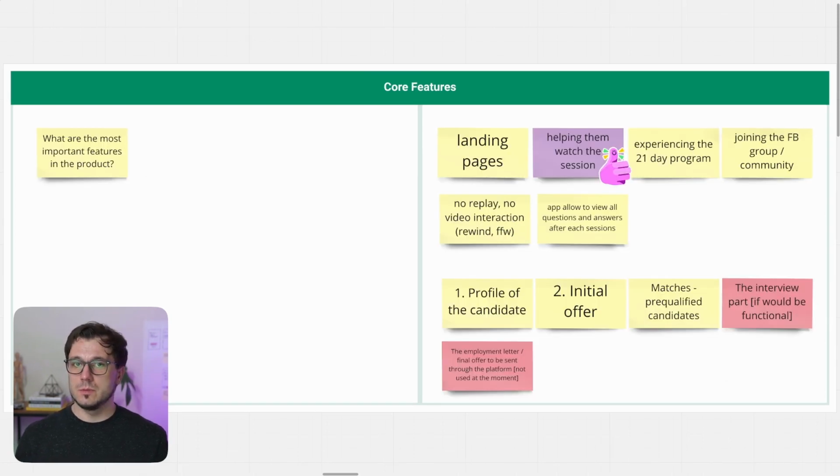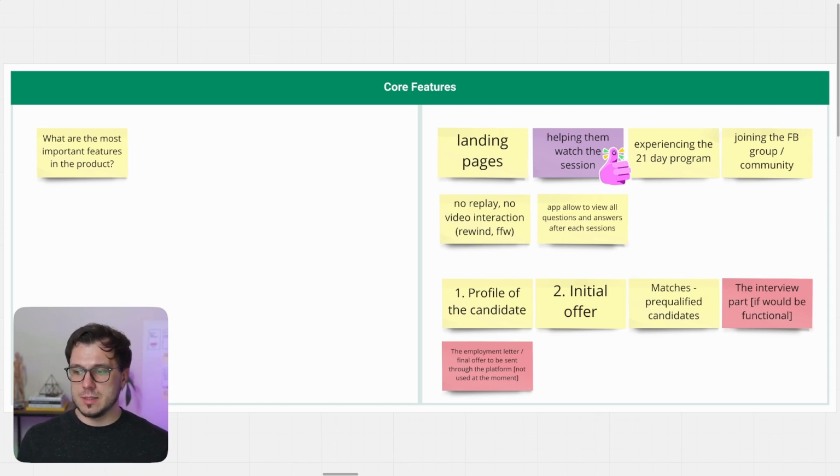Then we move to the core features. So again, this is different. It's not about the product, but the main building blocks of the product. And here it's really essential to highlight those core aspects of the product that are really important for the client. So in some cases, we talk about the landing page, about the video content, about the experience provided during the workshop. In other contexts, we talk about the candidate profile, the initial offer they get, how they create the matches between the hiring part and the candidates.